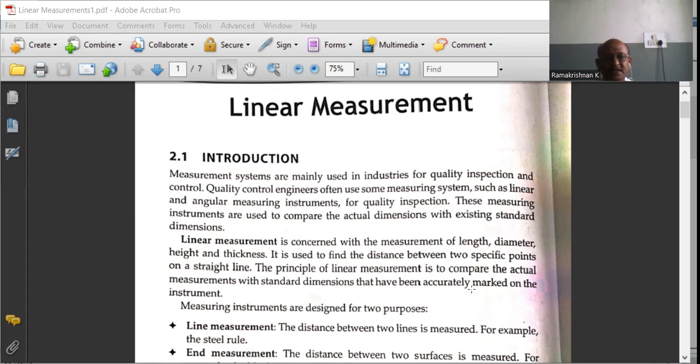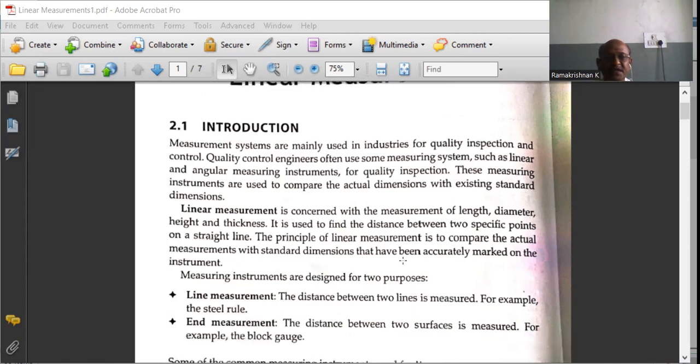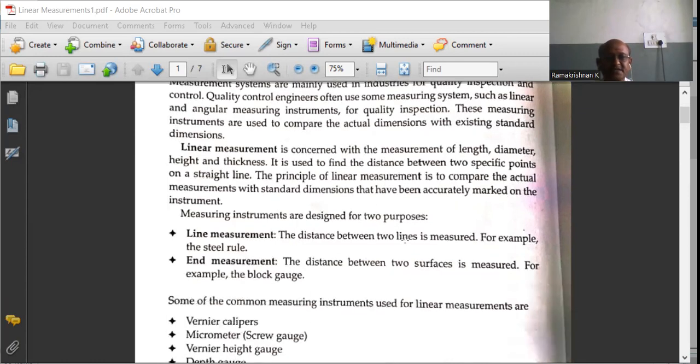Now to start with linear measurements. It is normally concerned with the measurement of diameter, thickness, height, and length. These come under linear measurements, which are used to find the distance between two points on a straight line. It is divided into two: line measurements, where the distance between two lines of measure is measured, and end measurements, where the distance between two surfaces is measured.